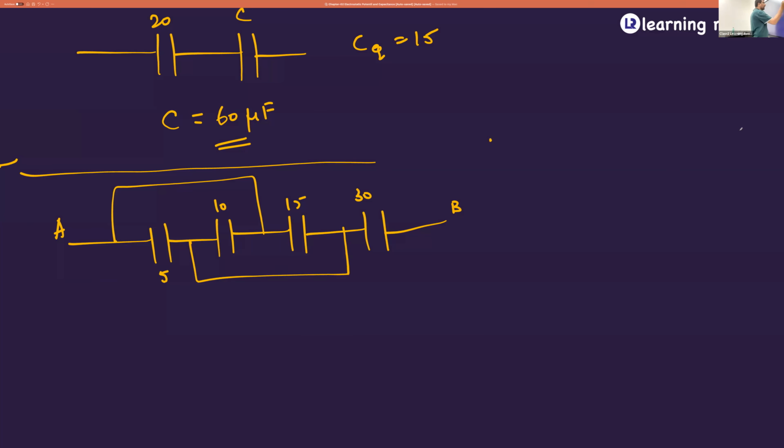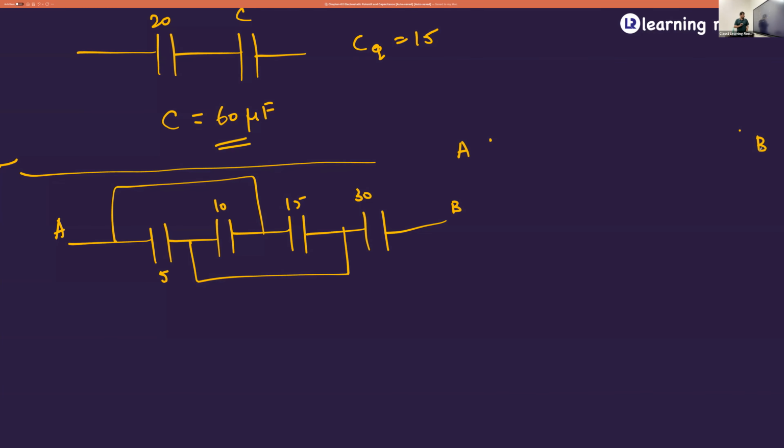So here, take the endpoints. Whenever they ask you, listen to this question carefully. Whenever they say find the equivalent capacitance, they need to mention the points across which you are expected to calculate. So here the question is very clear. You need to find the equivalent capacitance between the points A, B.